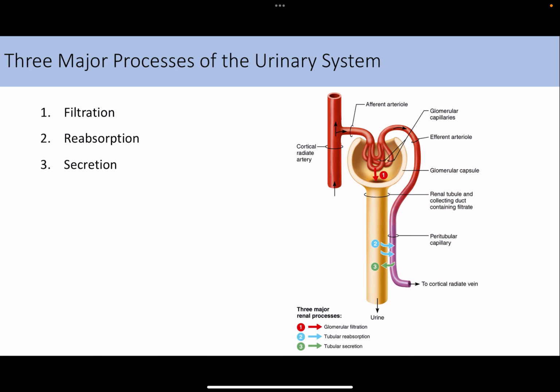All right, so you should know the three major processes of the urinary system. First, we're going to do filtration, where we filter things out of the blood. So filtration is going to produce a plasma-like filtrate, because it ultimately is coming from the blood. We're filtering out the blood. It produces a plasma-like filtrate.